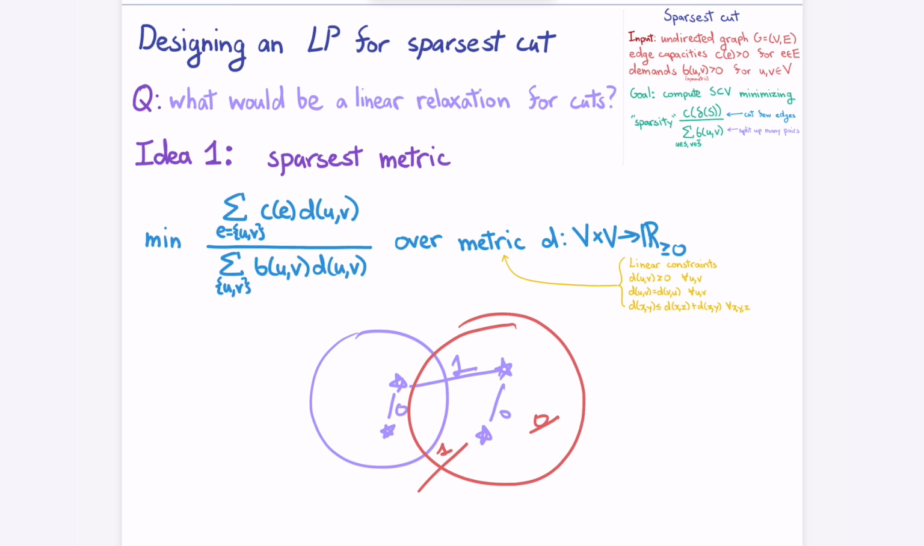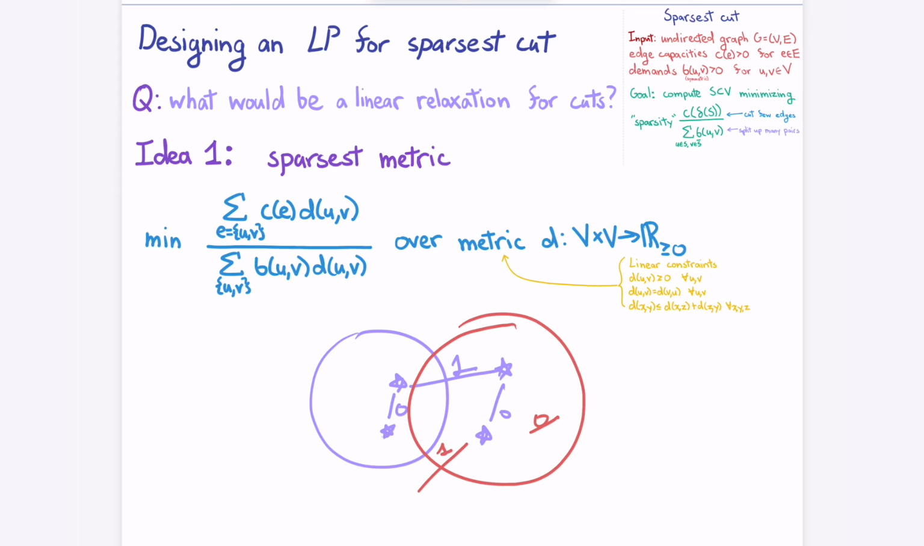So in this LP, instead of worrying about putting vertices on one side or the other, I'm going to be worried about creating a metric that assigns some kind of distance between each vertex. So having distance 1 is sort of like putting it on one side or the other, but it's a little bit harder to interpret. But in any case, so d(u,v): 1 if they're on separate sides of the cut, 0 if they're on the same side of the cut, would be one example of these.